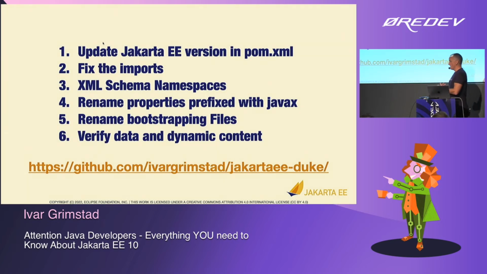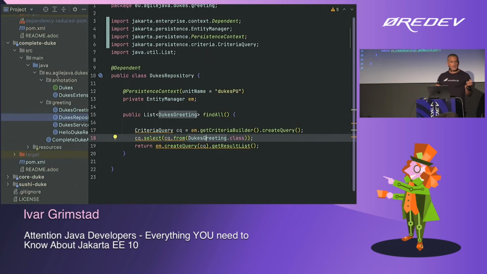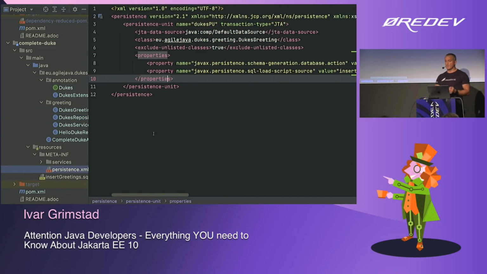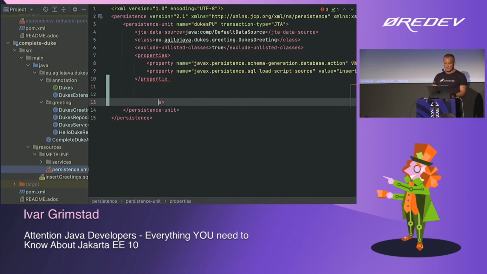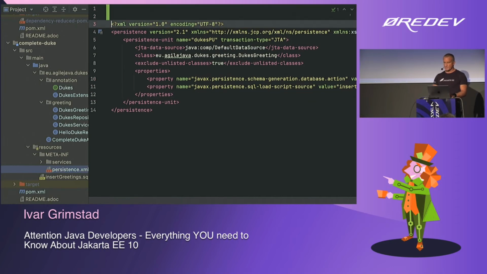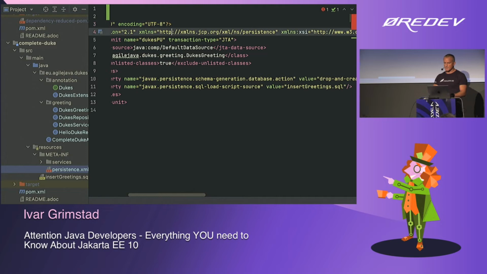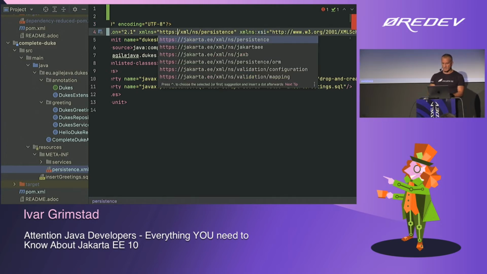The third step is if I have any XML schema namespaces. In my application, I have one XML configuration file, and that is the persistence XML. You may have more, or you may have none. But if you have any XML files in your system, I'll just go here to the top, move it down a little. So here you can see I have the old jcp.org namespaces. So what I have to do here is change this to Jakarta EE.